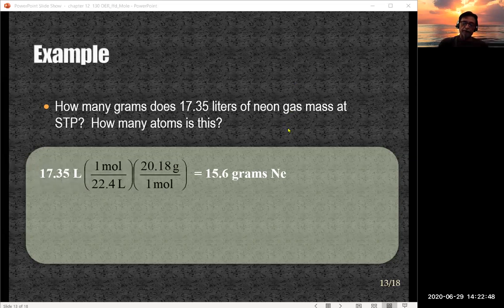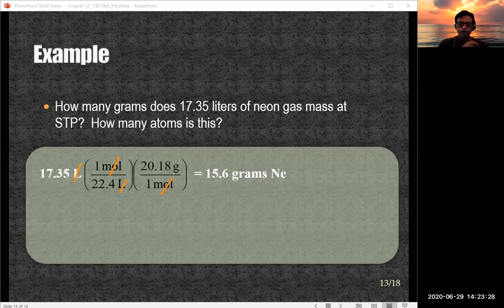But I need my conversion factors. The first conversion factor, since I'm at STP, gets me to moles of neon gas. Then my second conversion factor is the atomic weight of neon that you get from the periodic table, which is 20.18 grams per mole. I double check and make sure that I set this up properly. By looking at my units, liters cancel out, moles cancel out. I'm left with units of grams.